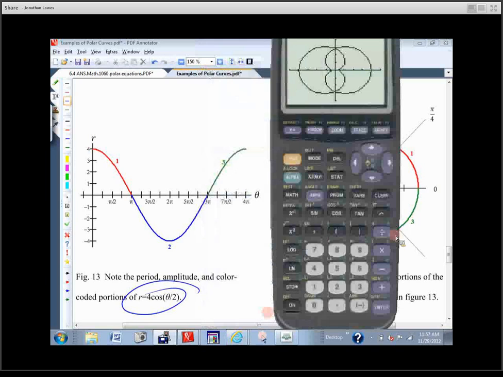So one way you could know how far you'd need to go, like how many angles you'd have to plug in, would be to consider the period of the function that you're using. In order to make one entire cycle, we've got to go from 0 to 4 pi rather than just 0 to 2 pi. Okay, anything else there?